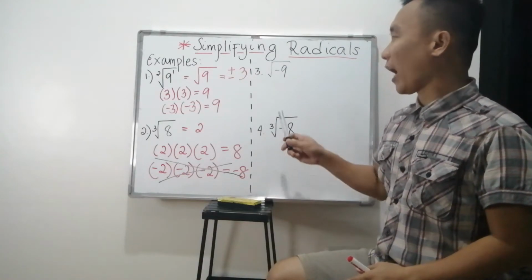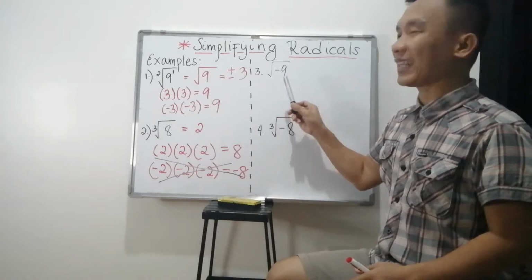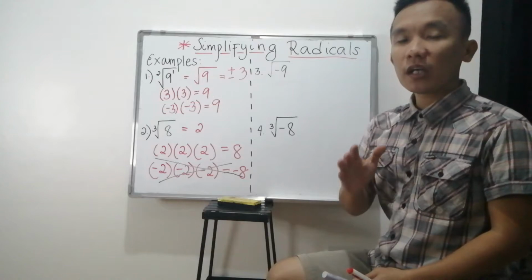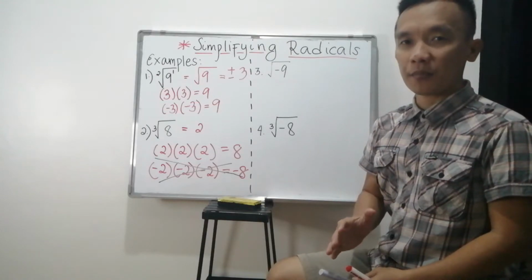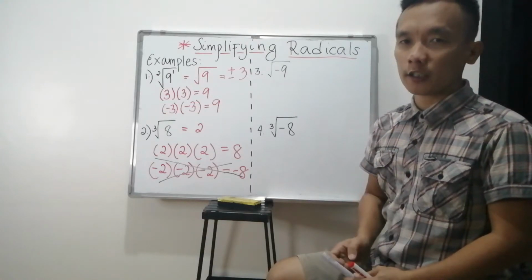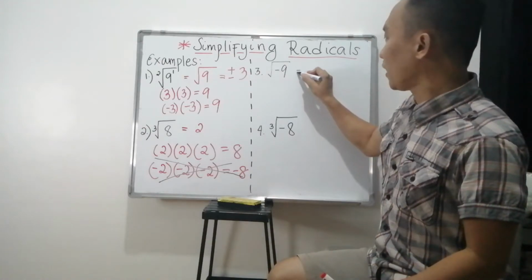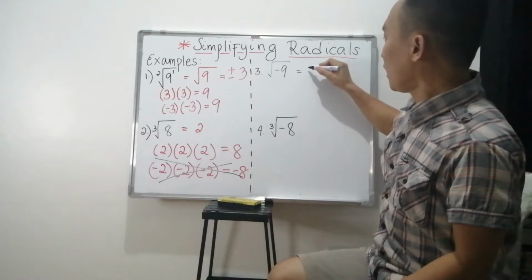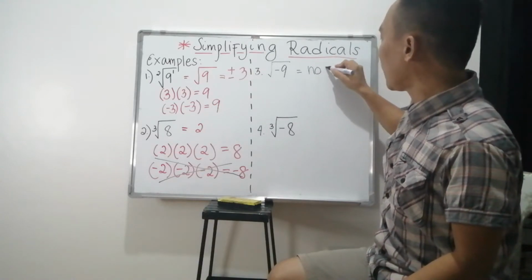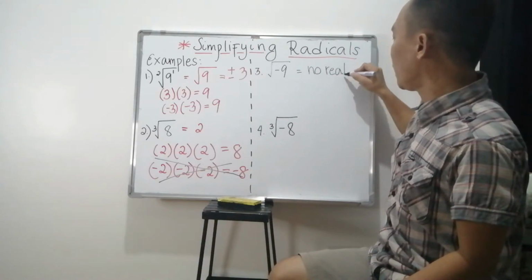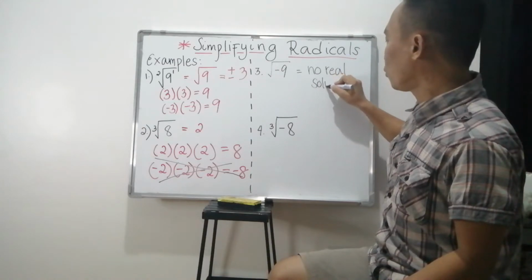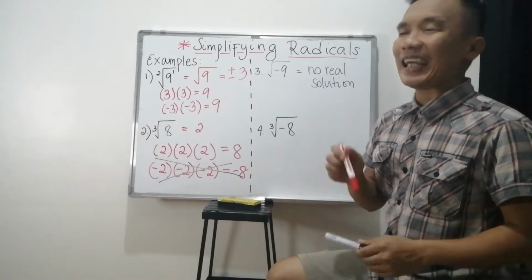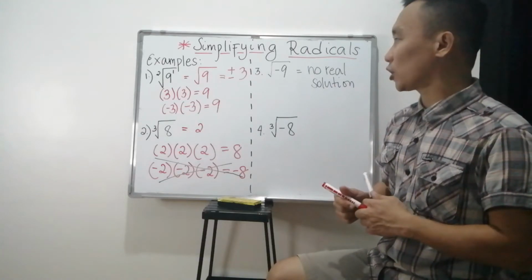So what if we have a square root of a negative number? If you are going to solve a square root of a negative number, when you are using your calculator, it will give you a math error. It simply means that this one doesn't have a real solution. Now, why does it not have a real solution?